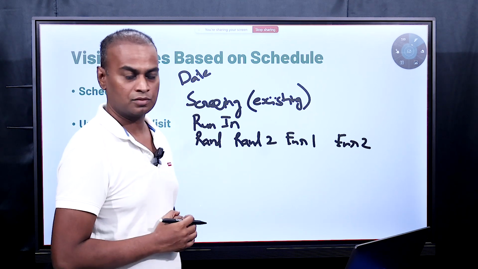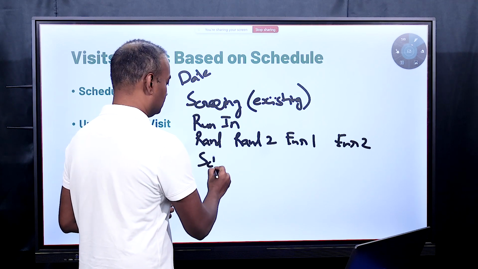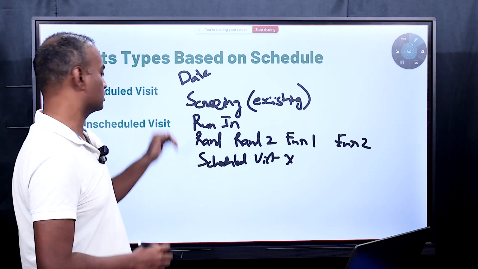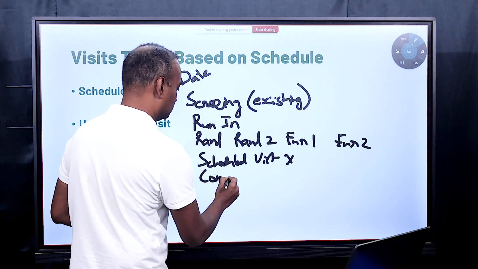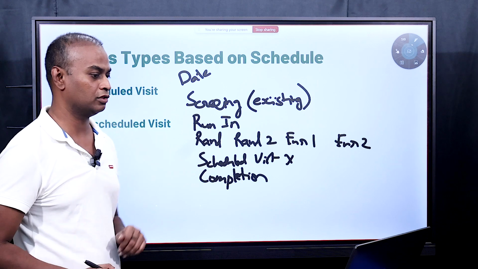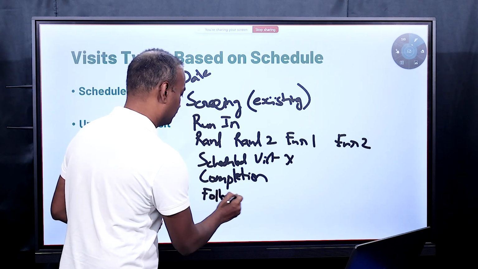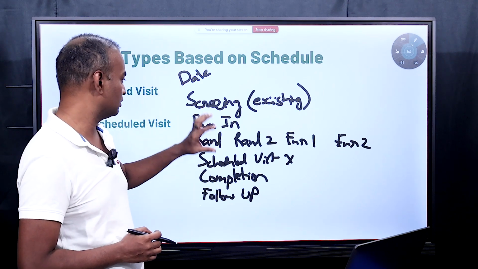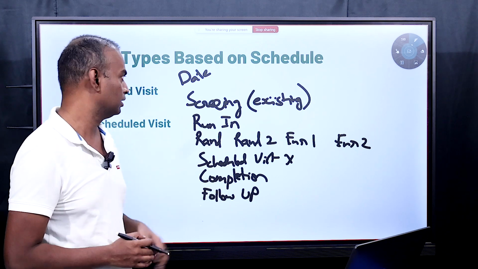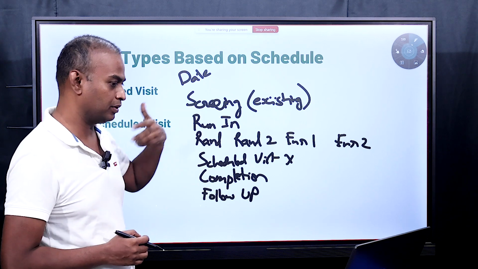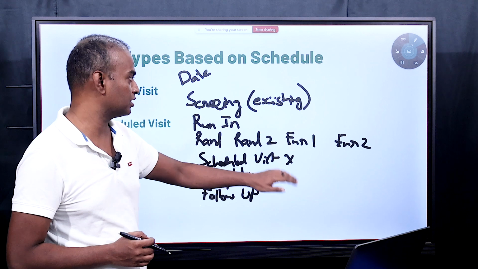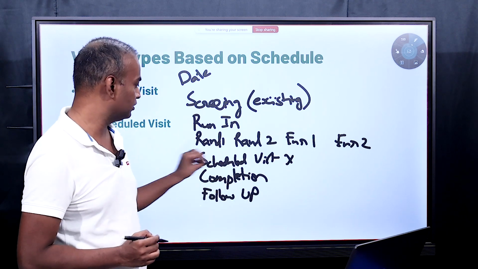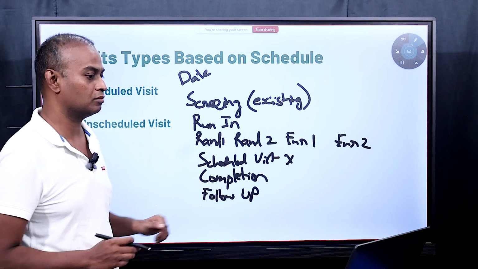And in the system, you have scheduled visit, represented as scheduled visit X. So any of the scheduled visits also come under this. Next one is completion. Completion is also a scheduled visit. Next one is follow-up. So follow-up visit also comes under scheduled visit. In further classes, we will look into what is screening, what is run-in, what is randomization 1. These we will look at in detail, but as of now, you have to remember these are the ones. First, it should have a pre-advanced date. The first transaction will be existing screening, not new screening. Then run-in, randomization 1, randomization 2, enrollment 1, enrollment 2, scheduled visit X, completion visit, follow-up visit. All these visits come under scheduled visits.